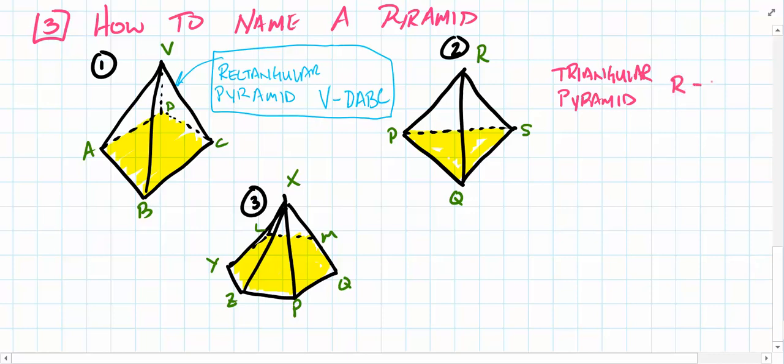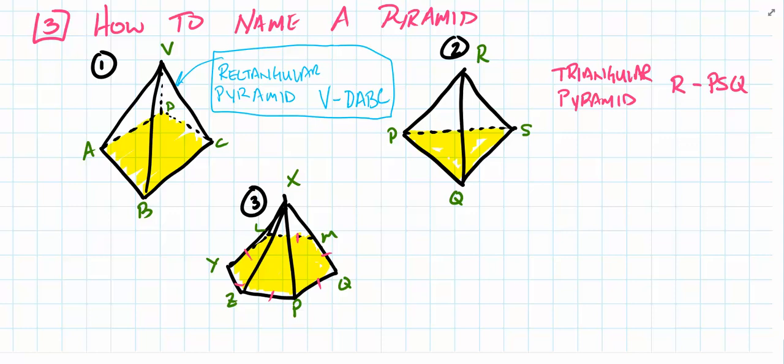Now, to answer your question, what's the base of pyramid number three, guys? Pentagon. Let me count: 1, 2, 3, 4, 5, 6. Does that look good? PSQ. It doesn't matter. I just have to go in order, in any order around the base. It's only 3 points. What would it be, hexagonal?